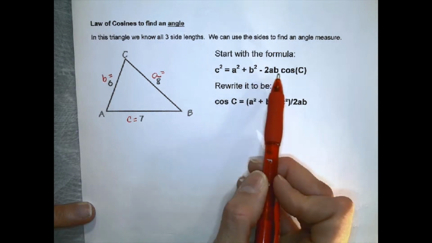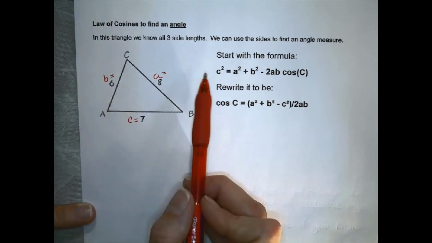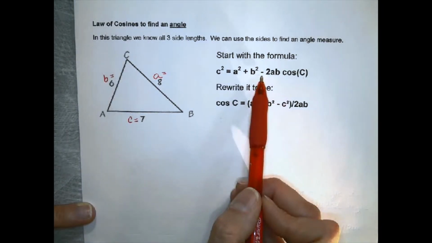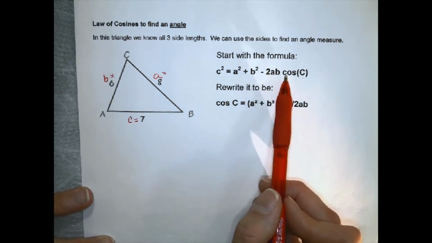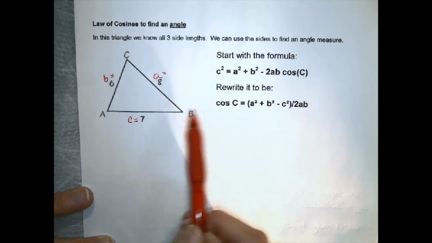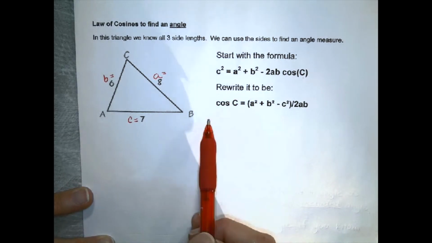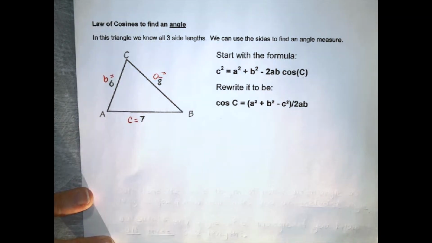Since I'm really interested in finding the angle measure and not a side, what I'm going to do is simply subtract c squared from both sides, so it ends up over here. And then I'm going to add 2ab times the cosine of c to both sides. That would have ended up over here. But in order to isolate the cosine of angle c, I'm going to divide both sides by 2ab. So once I've done that, I'm going to plug in the sides that I know.